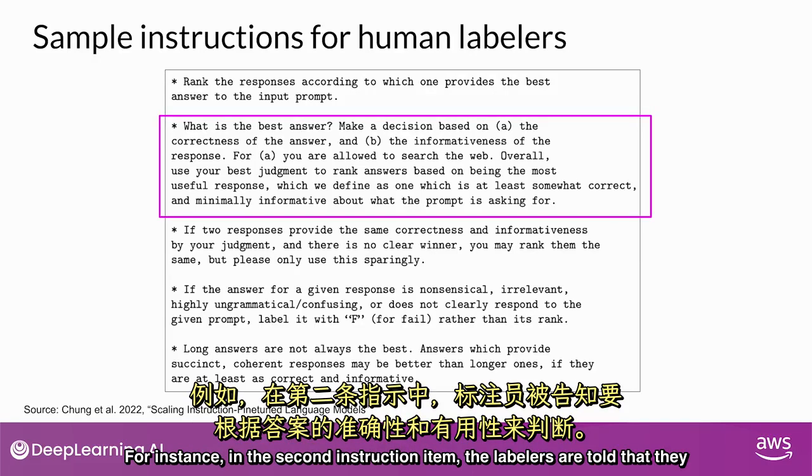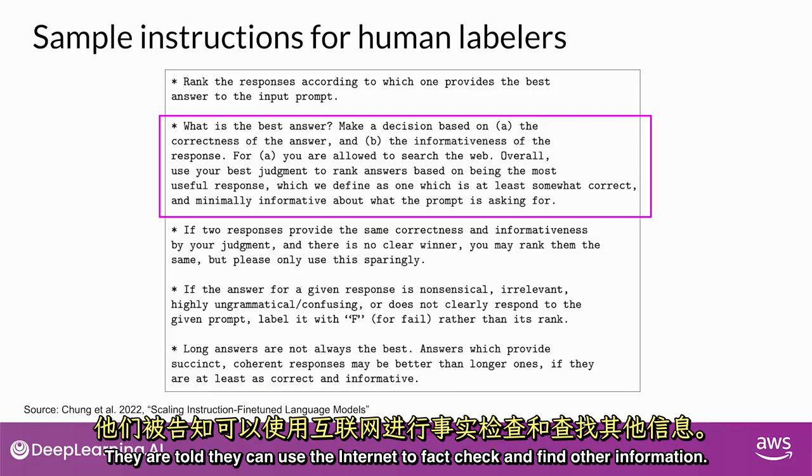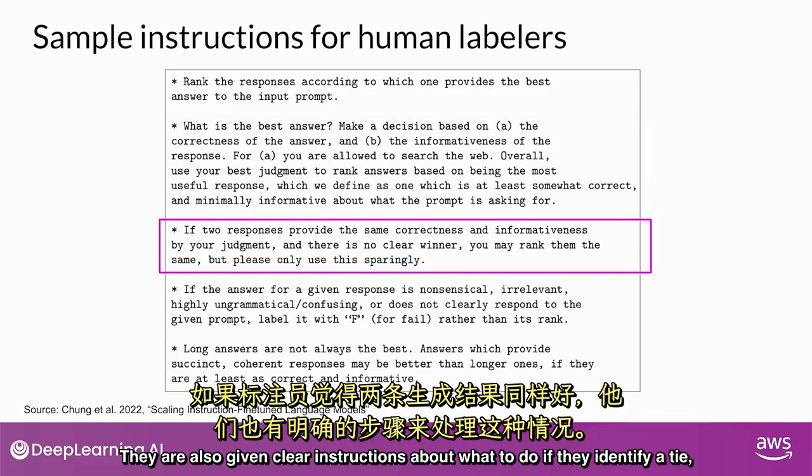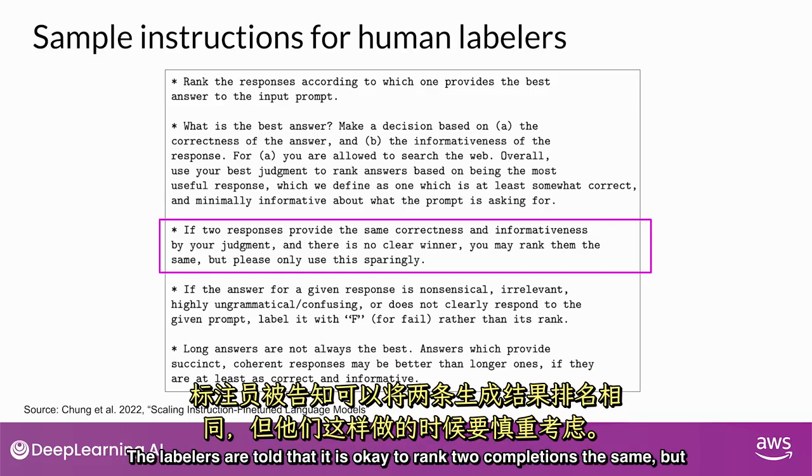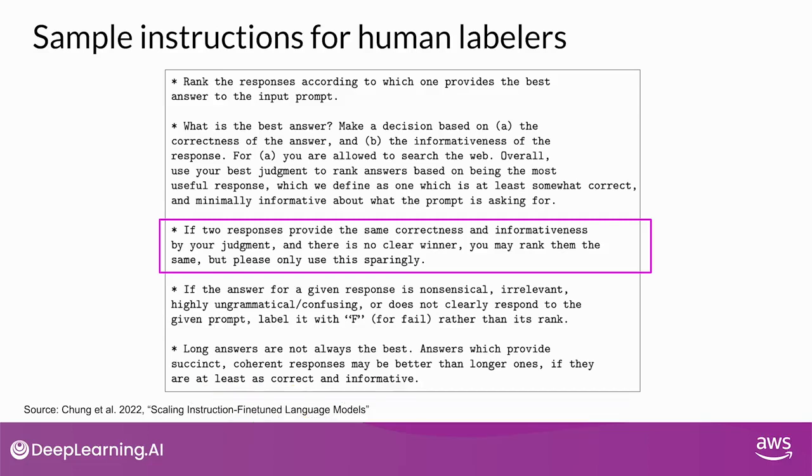For instance, in the second instruction item, the labelers are told that they should make decisions based on their perception of the correctness and informativeness of the response. They are told they can use the internet to fact-check and find other information. They are also given clear instructions about what to do if they identify a tie, meaning a pair of completions that they think are equally correct and informative. The labelers are told that it is okay to rank 2 completions the same, but they should do this sparingly.